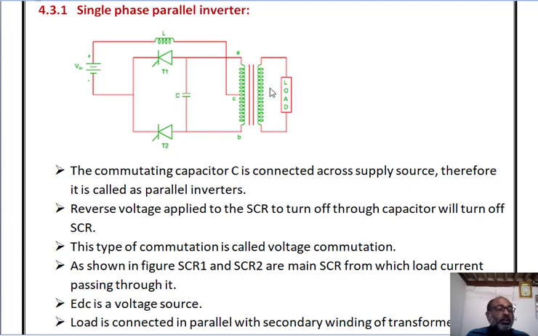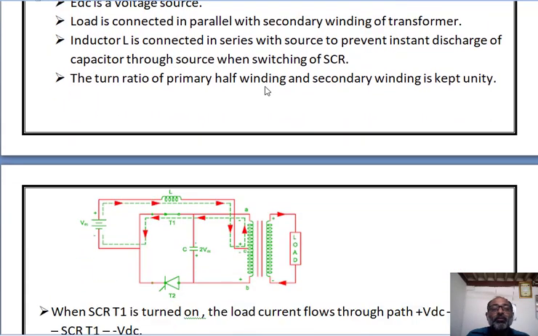Now here the primary half winding and secondary winding turn ratio is kept unity. So it is most important. So this is the construction. Now let me see how it will work.